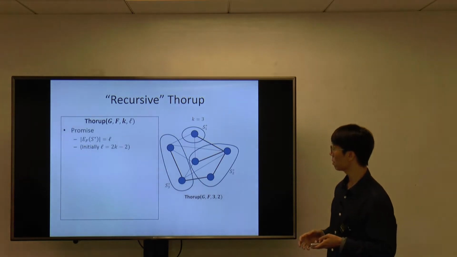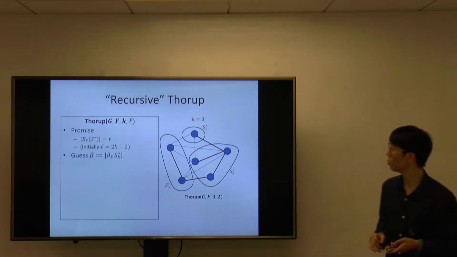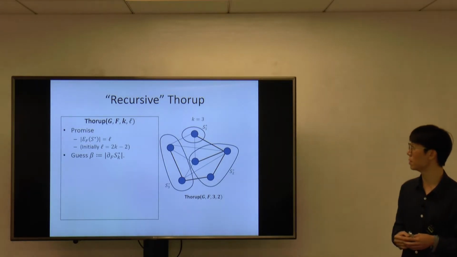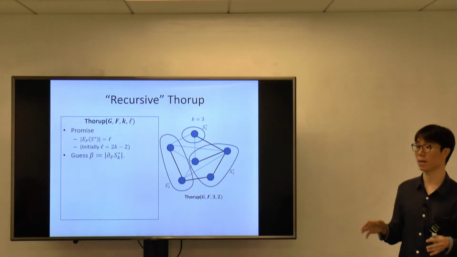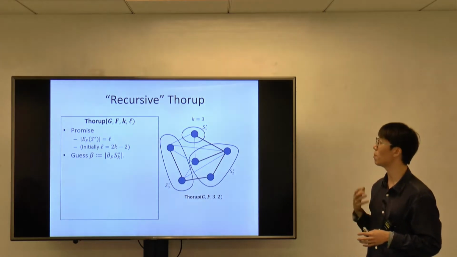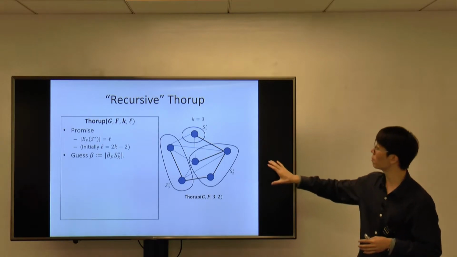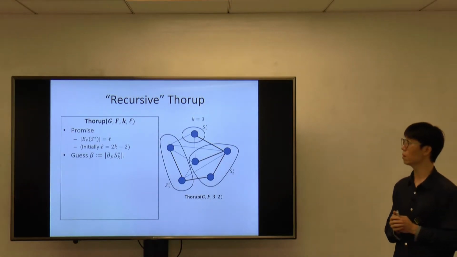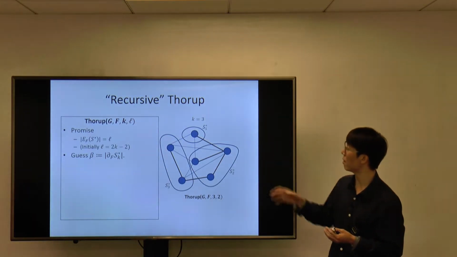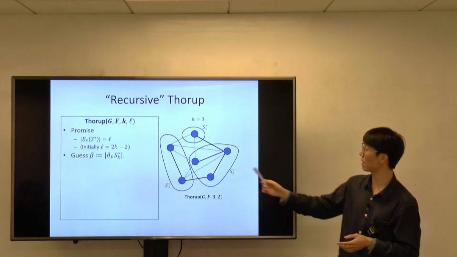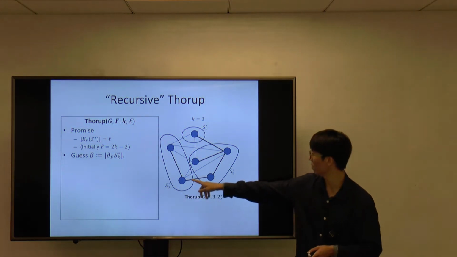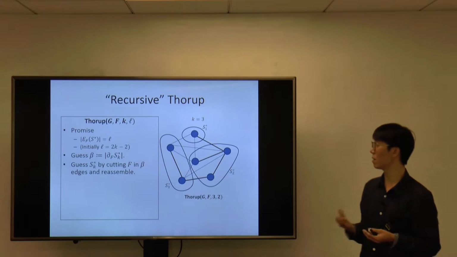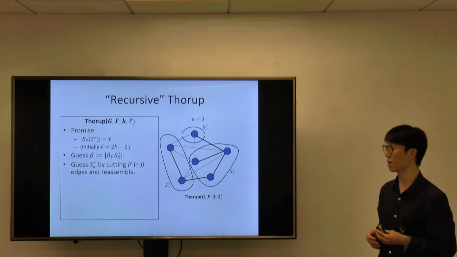How this procedure differs from the algorithm I mentioned is that instead of cutting all the edges at once and then reassembling them, this procedure tries to guess one optimal component at a time. Suppose the goal of this procedure at this step is to guess the last component, Sk star, of the optimal solution. How do we do this? We first guess how many forest edges are cut by Sk star. We can guess beta here. In this example, beta is 1 because only one tree edge is cut by S3 star. Then we can guess Sk star by cutting this tree or forest in beta edges and reassembling them.